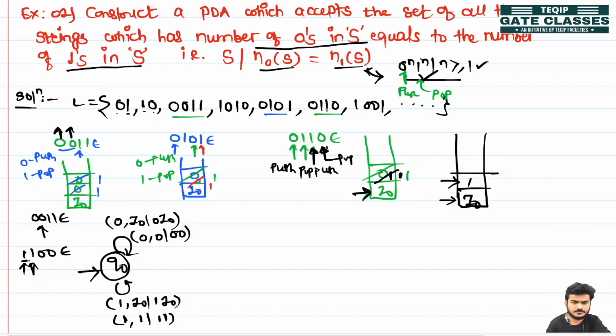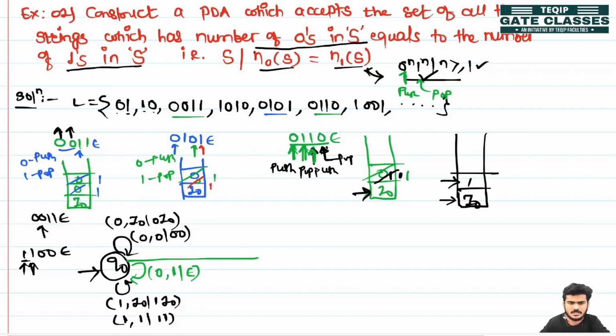Now this is for push, but we have discussed this condition: 0 came, so we pushed, and the opposite symbol came, so we popped. Again 1 came, so we are pushing. So we will not change the state. What we will do here is, if 0 comes and the top of the stack is 1, then we will do the pop. Okay, 0 and the top of the stack is 1.